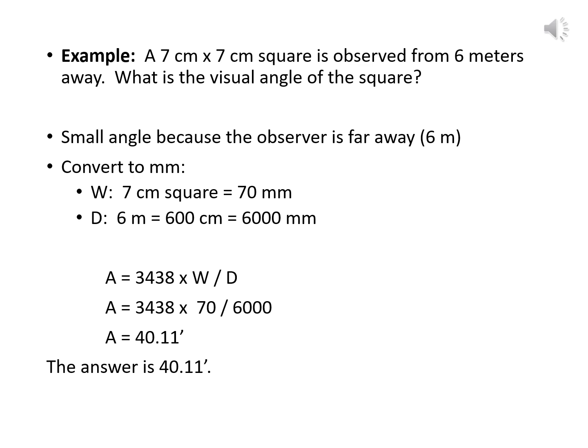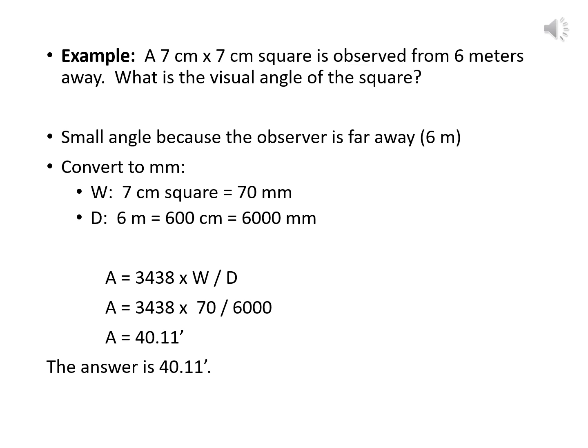A 7 centimeter by 7 centimeter square is observed from 6 meters away. Calculate the visual angle of the square. Well, we will choose the small angle formula because the observer at 6 meters away is quite far away from the square. We begin by converting all the measurements to millimeters so that the width of 7 centimeters is converted to 70 millimeters. The distance of 6 meters is converted to 6,000 millimeters.